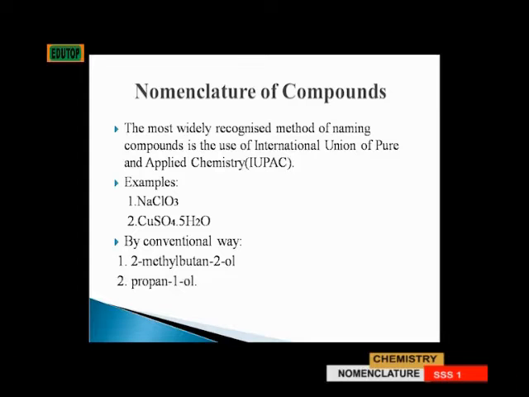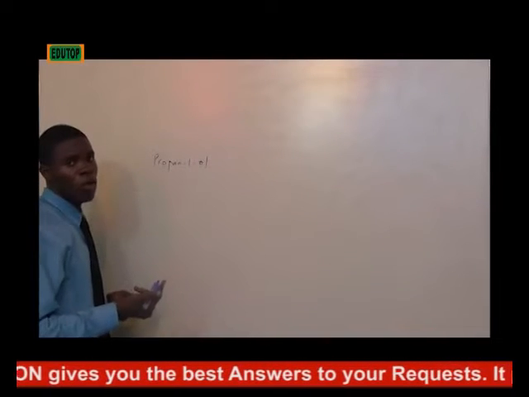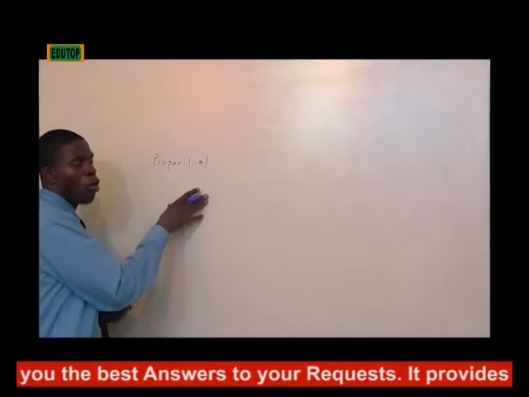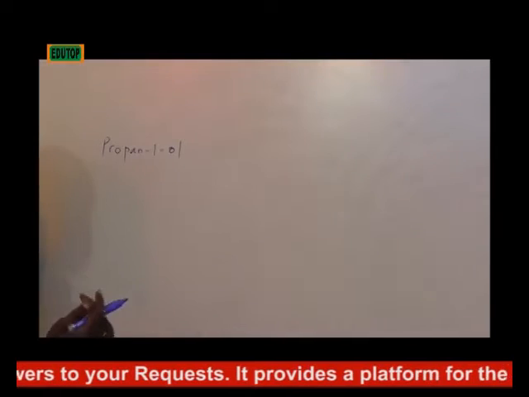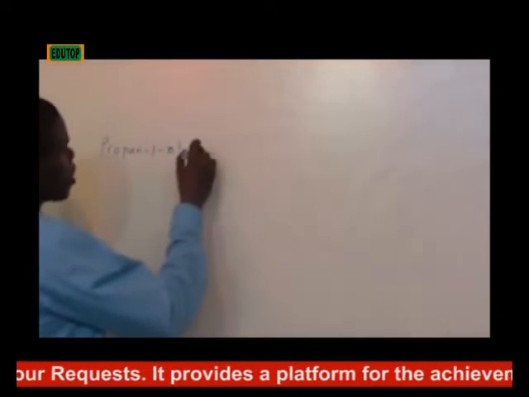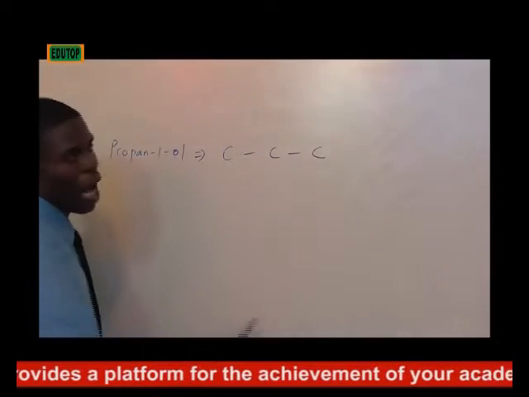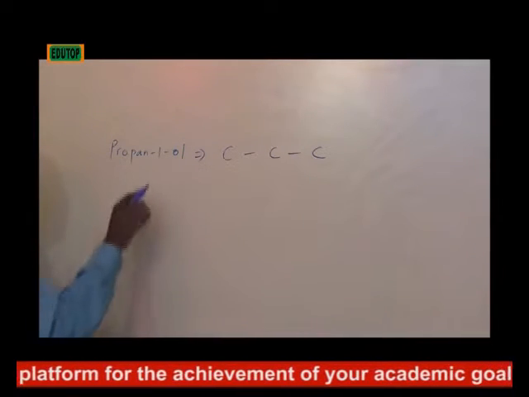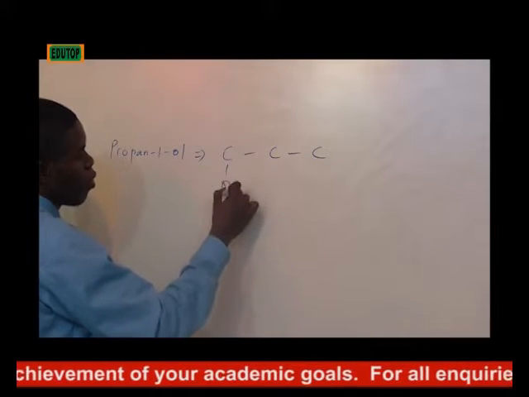Propan-1-ol is also an alcohol, and alcohols are characterized by the OH group. Because of the prop, there must be 3 carbon atoms, and the ol is on carbon 1. You are naming from this extreme.